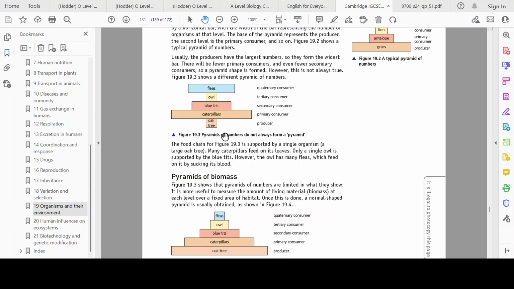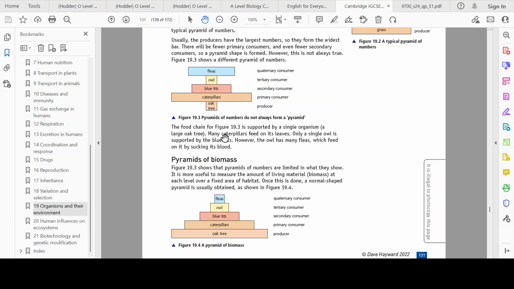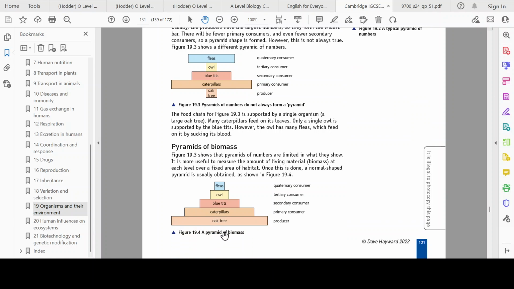Another pyramid that's drawn is the pyramid of biomass, and this one always looks like a pyramid. They're saying that the pyramid of biomass is more useful. It is more useful to measure the amount of living material. So biomass is living material at each level over a fixed area. Once this is done, a normal shaped pyramid is usually obtained.